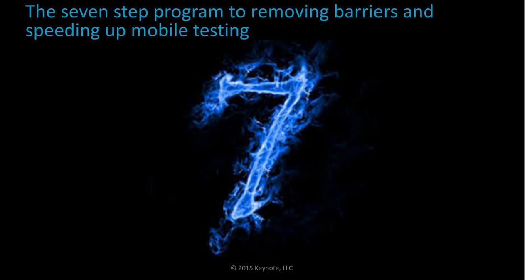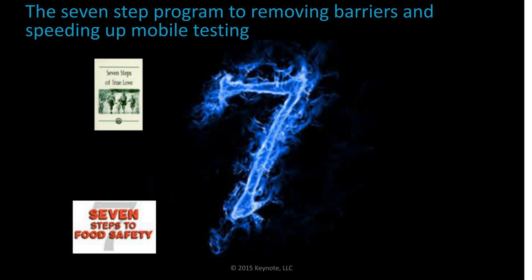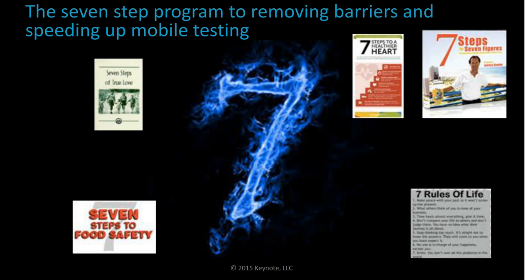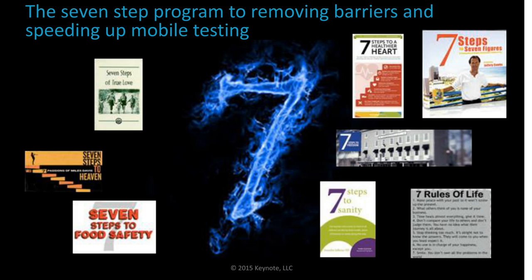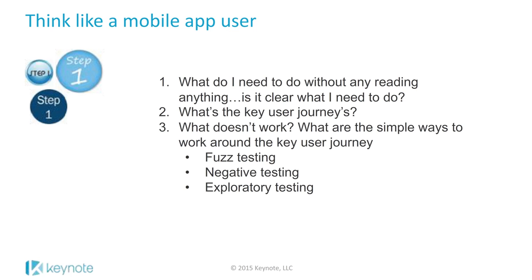When I think about quality and mobile apps, I think there's a typical rule of 7. And as most of you probably know, there's a lot of rules of 7 out there. We'll list a few of them. 7 steps to 7 figures, 7 rules of life, 7 steps of true love. Today we're going to add a new rule of 7. So the first of our 7 steps to mobile quality, I've seen this done at some really innovative customers. Step 1 is to think like mobile users.